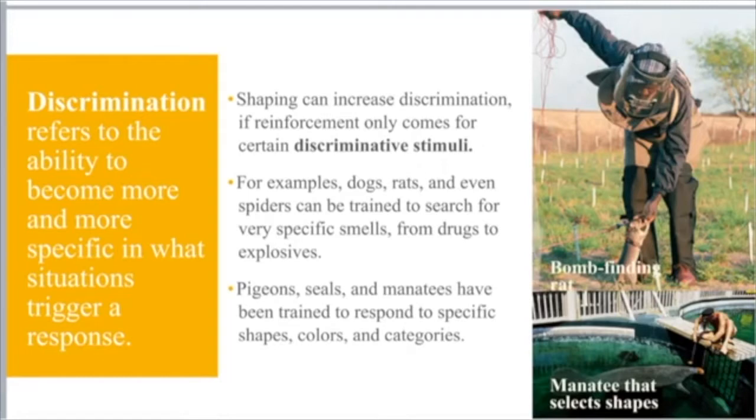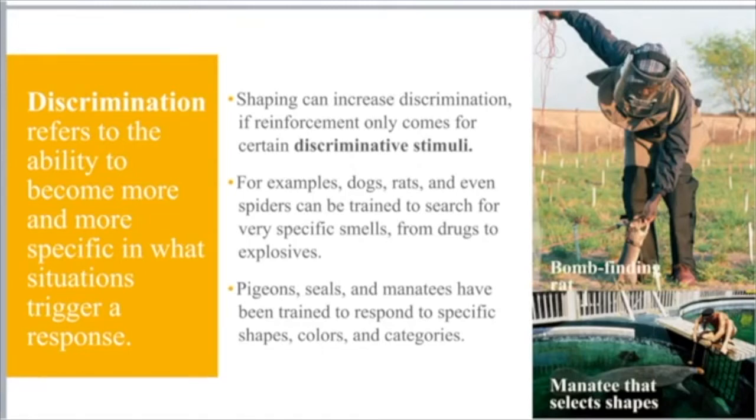Shaping can increase discrimination if reinforcement only comes for certain discriminative stimuli, right? We were talking about the seals, right? Maybe they're not going to balance that ball on their nose right away, but if you provide them with a reinforcement when their nose touches the ball and they start to realize that, but then you stop giving them any sort of reward for that behavior, they're going to find a new behavior. Maybe every time they toss the ball in the air, they start to get reinforcements, right? They don't get it for just touching the ball anymore. They have to toss it in the air, right? That's going to be our discriminative stimuli.